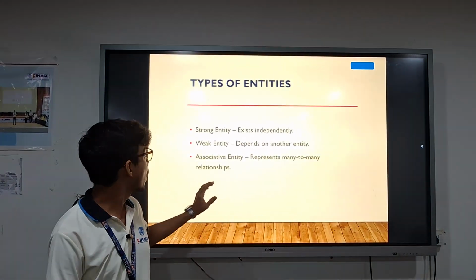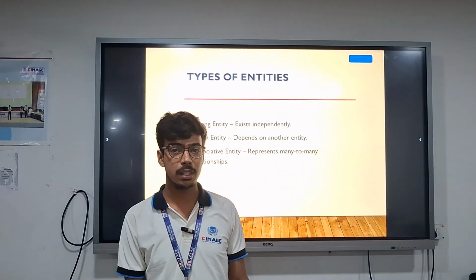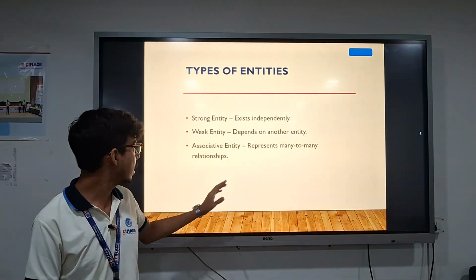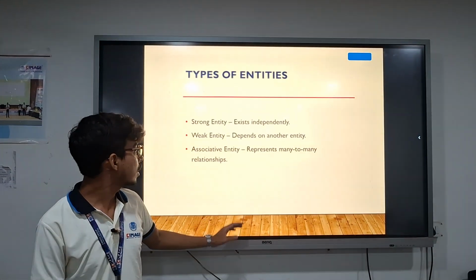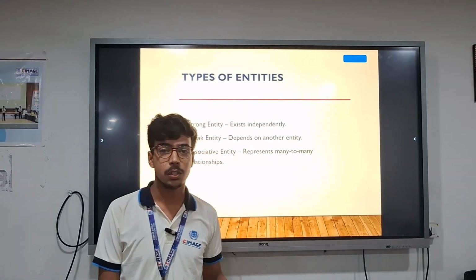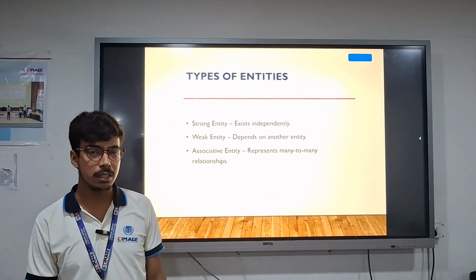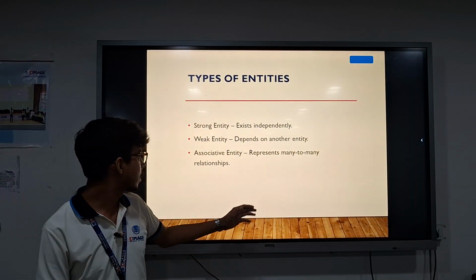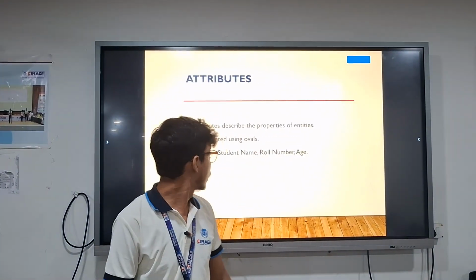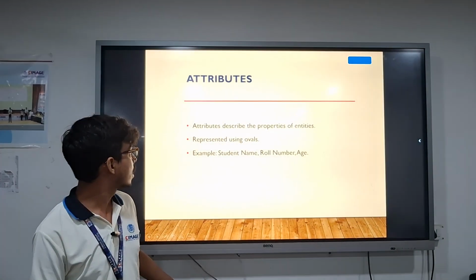Now the next is types of entities. There are mainly three types of entities: strong entity, weak entity, and associative entity. A strong entity exists independently, whereas a weak entity is dependent on other entities, and associative entities are represented by many to many relationships.